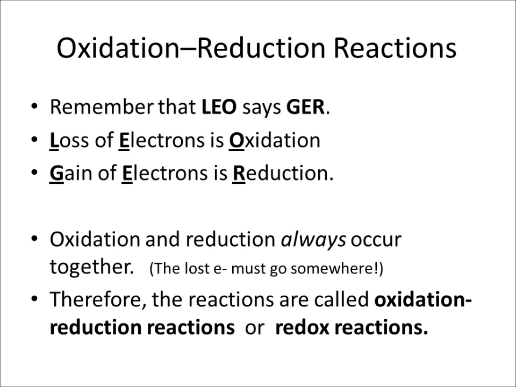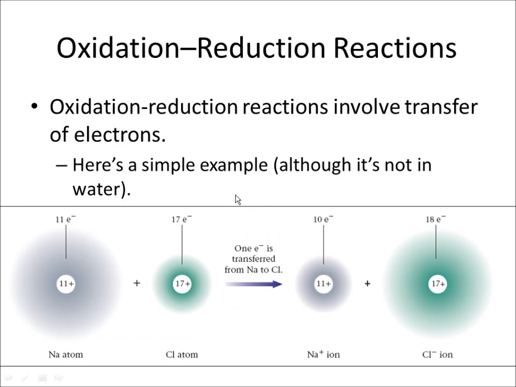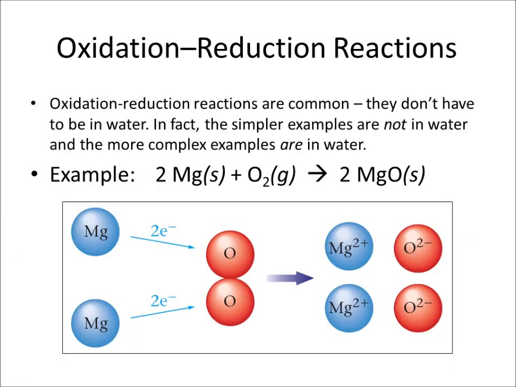But the key here is that, hey, look, sodium has a change in charge. It either lost or gained electrons, and chlorine either lost or gained electrons. That's how I know that this is an oxidation reduction reaction. So the magnesium loses electrons, it gives up electrons to oxygen, so the magnesium gets oxidized, and what happens to the oxygen? Does it get oxidized or reduced?